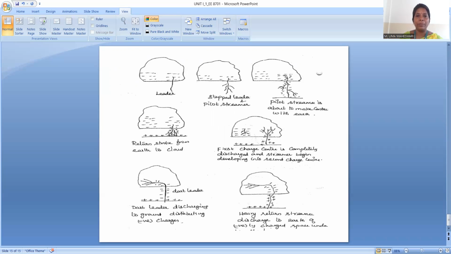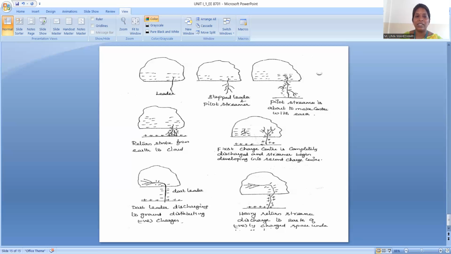Now, from the tip of the discharge, a pilot streamer starts with low luminosity, and the initial streamer progresses by a series of jumps and is referred to as a stepped streamer. The total time required by the stepped leader to reach the ground is around 20 microseconds.